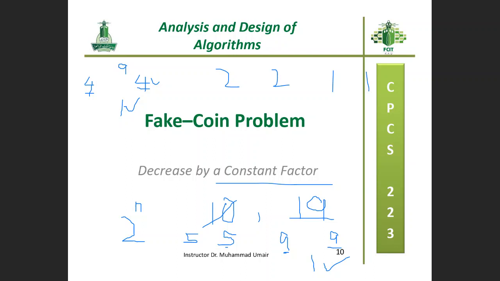As we are decreasing the problem size by a constant factor of 2, that's why this problem can be solved using decrease and conquer. Any doubt?